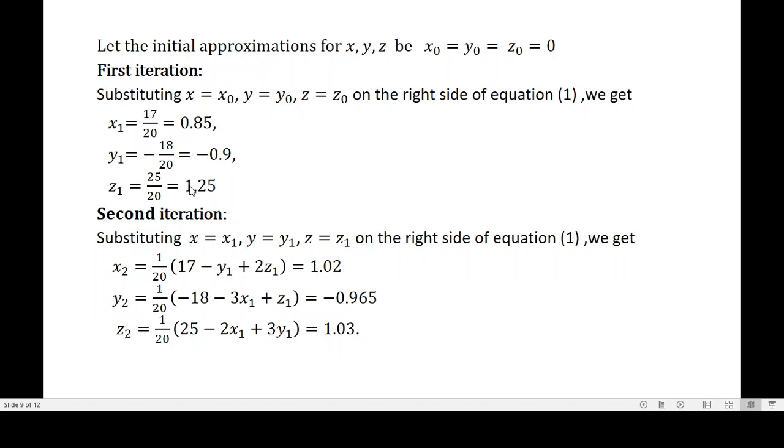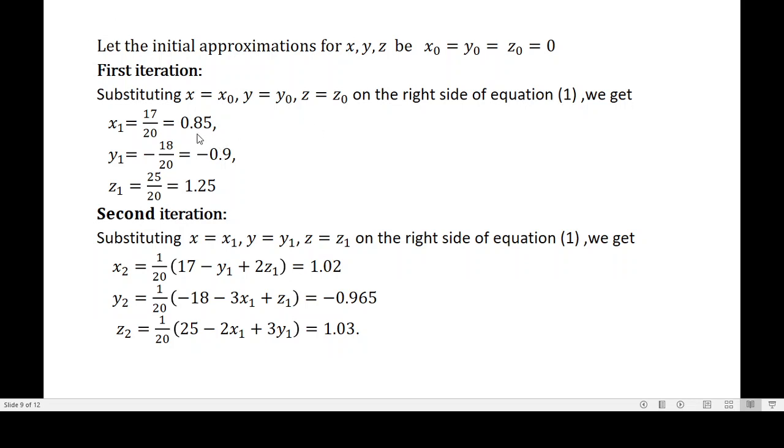Understood? Okay. Now let us consider the second iteration. In the second iteration, we substitute these values for x, y, z on the right hand side of equation 1. So we substitute x is equal to 0.85, y is equal to minus 0.9, and z is equal to 1.25, and we get x2 is equal to 1 by 20 into 17 minus y1 plus 2z1. Simplify, we get x2 is equal to 1.02. y2 is equal to 1 by 20 into minus 18 minus 3x1 plus z1, which is equal to minus 0.965. z2 is equal to 1 by 20 into 25 minus 2x1 plus 3y1, which is equal to 1.03.